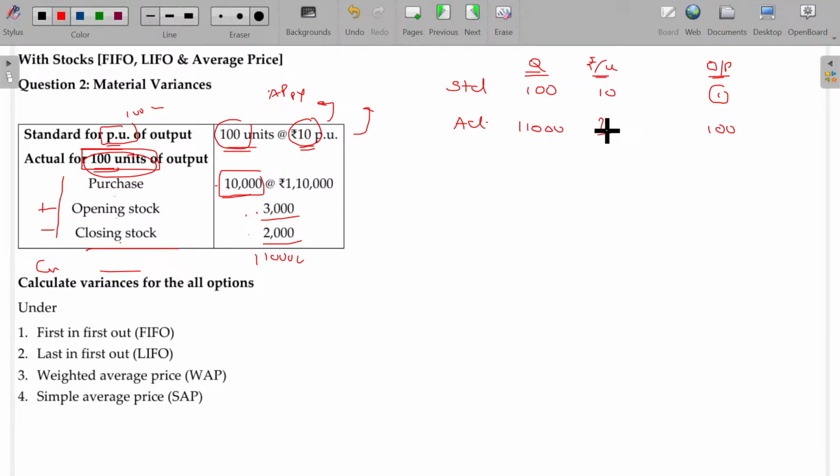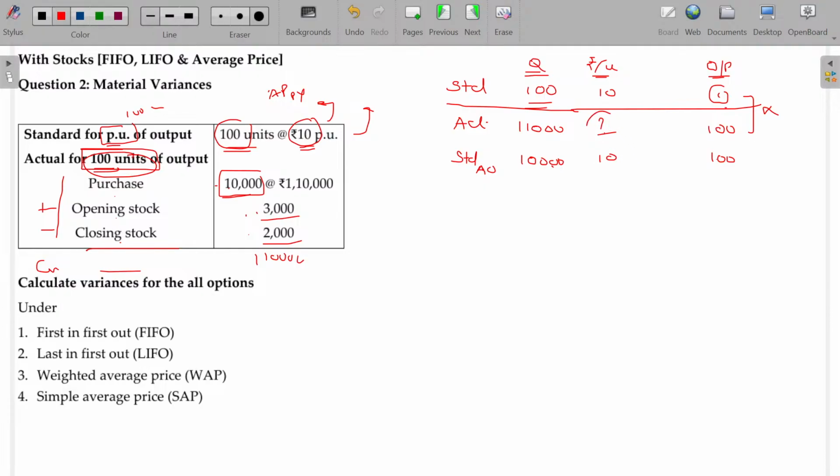While comparing the actual and standard, you have to always cross verify whether the standard output and actual output are the same. No, so you cannot compare. Then we have to calculate the standard for the actual output. The actual output in this case being 100, for 1 unit the input being 100, means for 100 the input should be 10,000. Is that clear? Any doubts here? Okay, standard price at the rate of rupees 10.